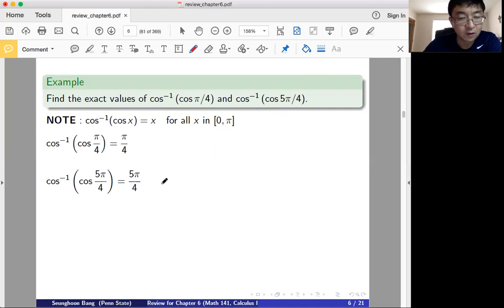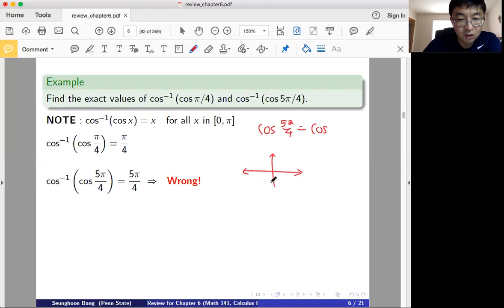Is it 5 pi over 4? What do you think? Is this true or false? This is false because 5 pi over 4 is here. 5 pi over 4 is greater than pi, so it is not in the domain. This is false. So how can you solve this problem? You can find cosine 5 pi over 4 equals cosine of a different angle. So how can you do that?